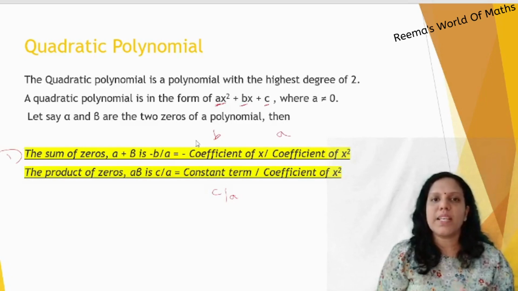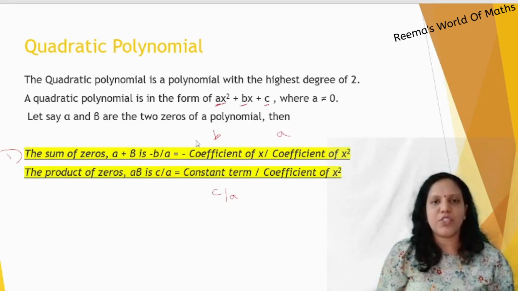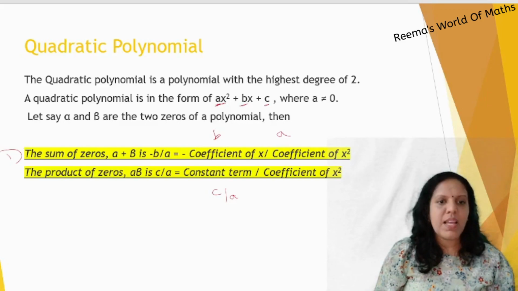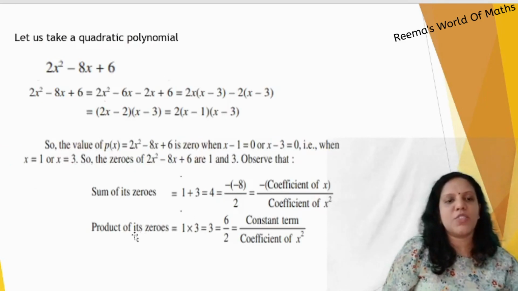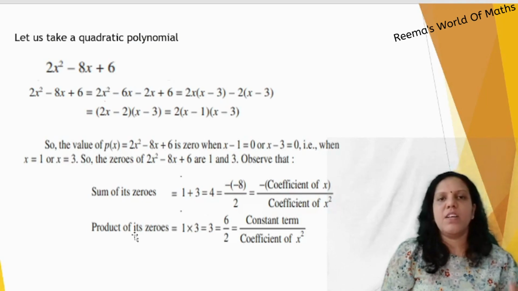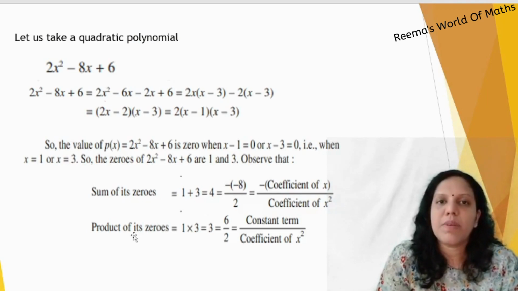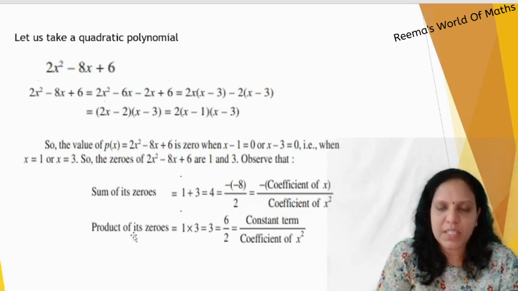Let's verify this relationship with a problem in a quadratic polynomial. Let's take the quadratic polynomial 2x squared minus 8x plus 6. First, we will split the middle term using the splitting the middle term method.